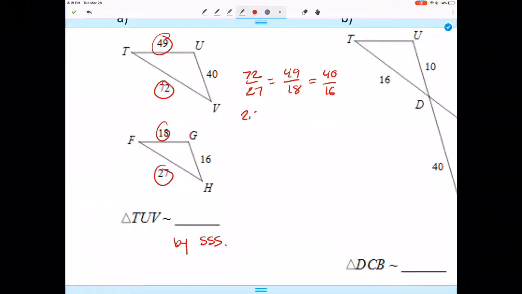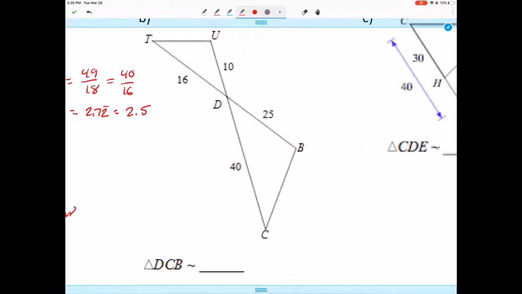That would be 2.67. Okay, this one, 49 divided by 18, gives us 2.72. At that point, you don't even need to continue. I already found two that are not proportional, and you would be done. But if you wanted to continue, you could. This ends up being 2.5. So none of them are proportional. So you'd say not similar.